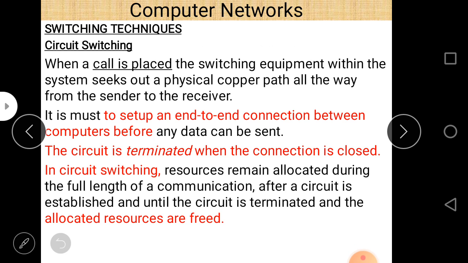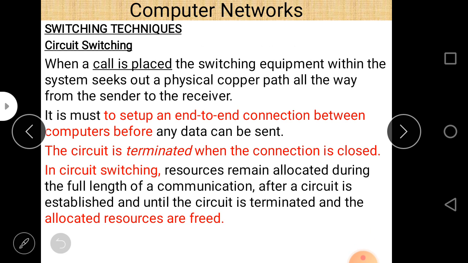When a call is placed, the switching equipment within the system seeks out a physical copper path all the way from the sender to the receiver. It is a must to set up an end-to-end connection between computers before any data can be sent. The circuit is terminated when the connection is closed. In circuit switching, resources remain allocated during the full length of the communication, after a circuit is established and until the circuit is terminated and the allocated resources are freed.